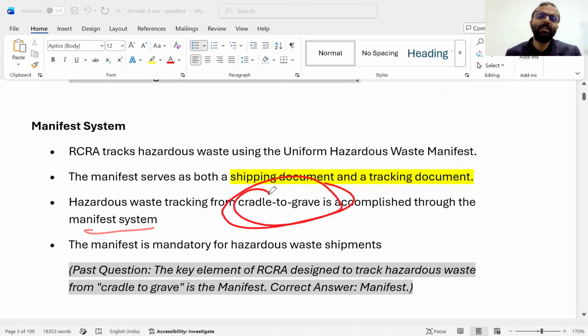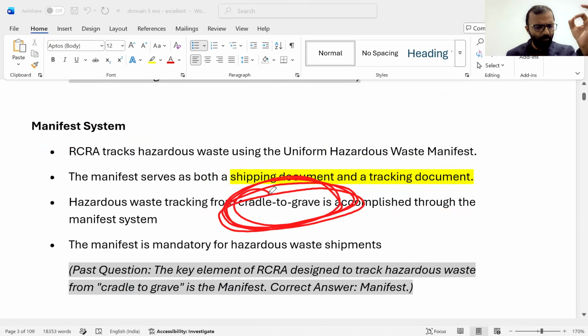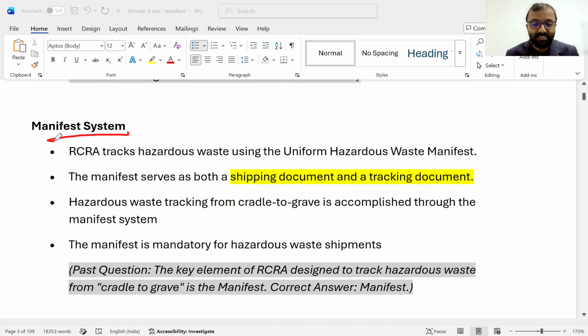So cradle to grave मतलब कहाँ से जन्म लिया, where you have been taken birth and where you are going, your graveyard, everything, not your graveyard, any person's graveyard, okay, that waste graveyard, where it is going. So that is being tracked, monitored by using this manifest system. Manifest system में clear रहेगा ये waste किधर जाएगा, कहाँ पर dump होगा, कौन generate किया, everything will be there.